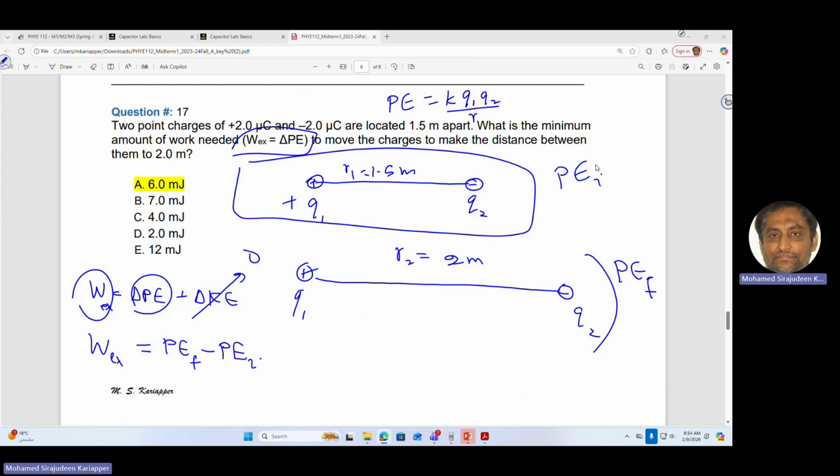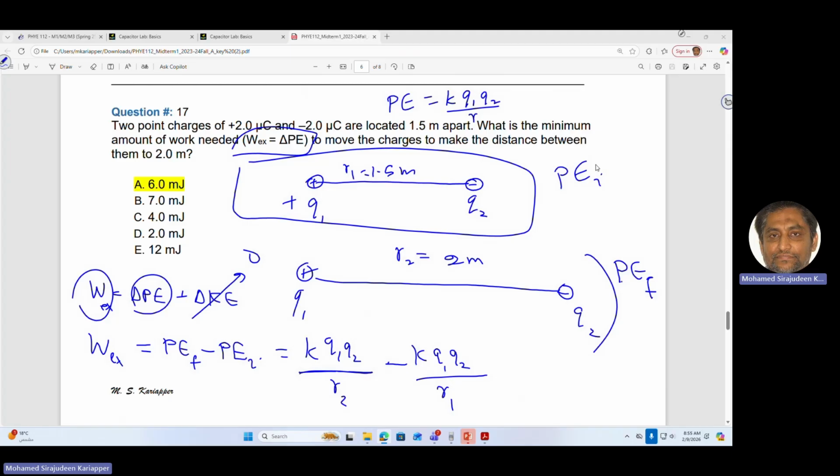So that's it. You substitute. So that will be K, Q1, Q2, which is the same before and after, over R2, since final comes first. Potential energy final minus potential energy initial. So K Q1 Q2 over R2, which is final, minus K Q1 Q2 over R1. Q1, Q2 didn't change. K is a constant. That is a matter of substituting the numbers.